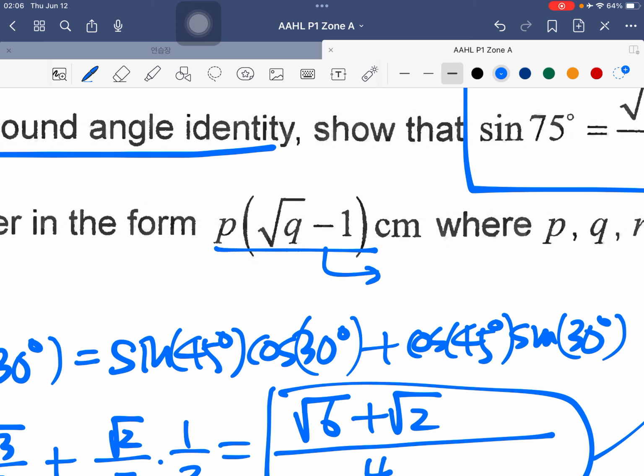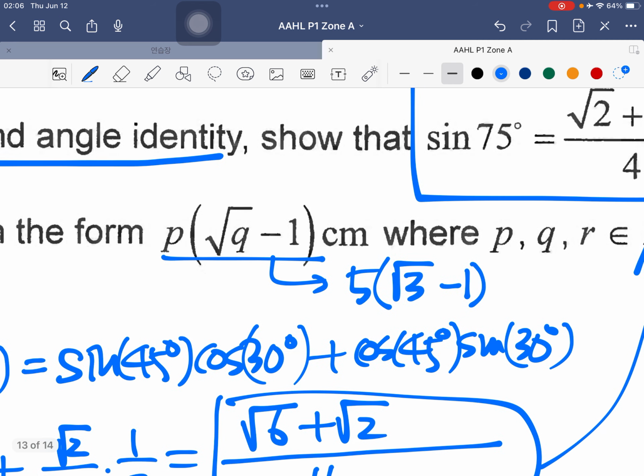So this one should be 5 square root of 3 minus 1. This is the answer.